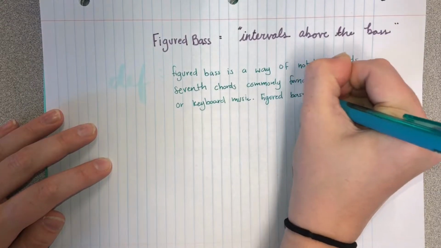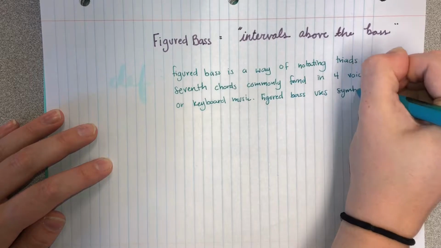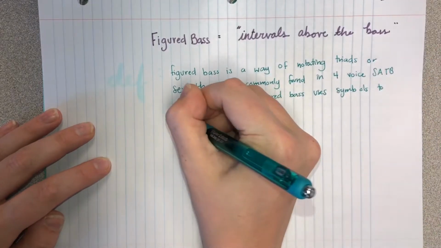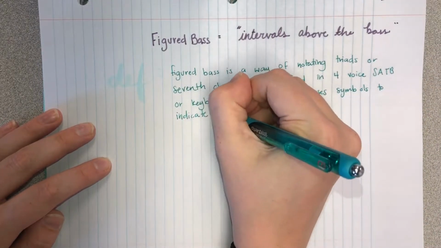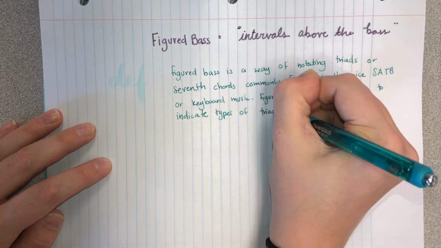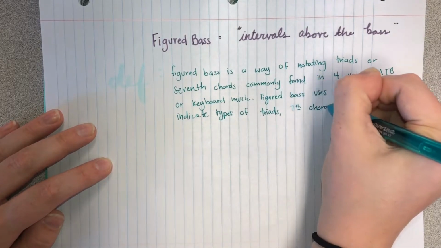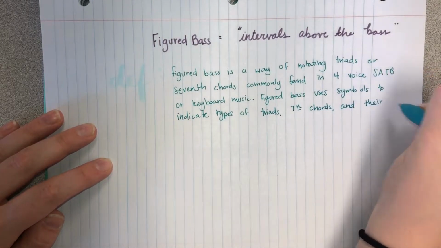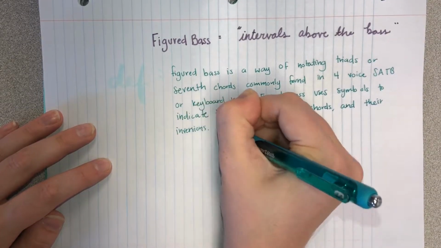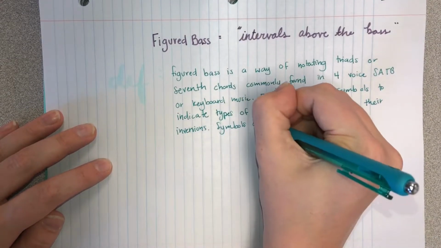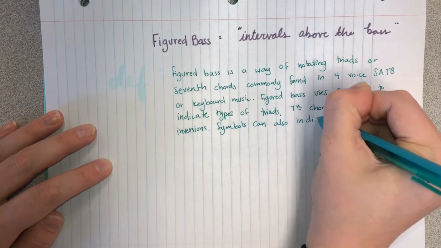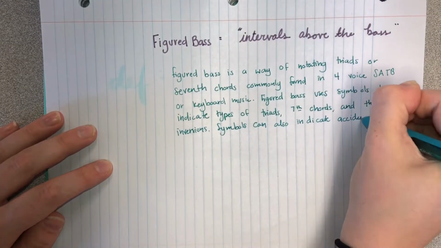Figured bass is commonly known as intervals above the bass. It can be defined as a way of making triads or seventh chords commonly found in four-voice soprano, alto, tenor, and bass or keyboard music. Figured bass uses symbols to indicate types of chords, seventh chords, triads, and their inversions. Symbols can also indicate accidentals.